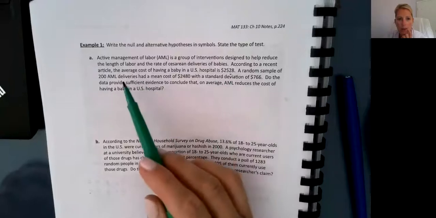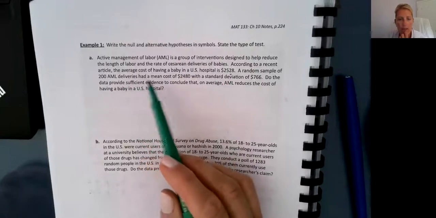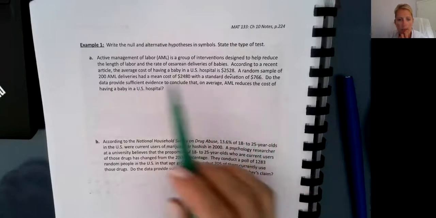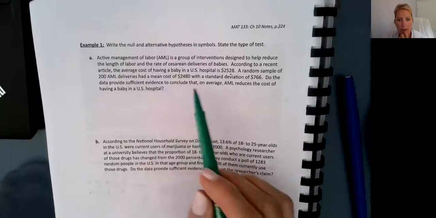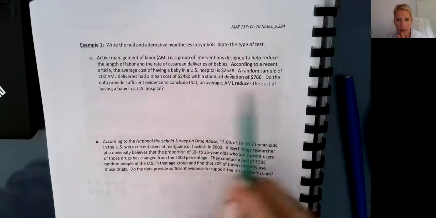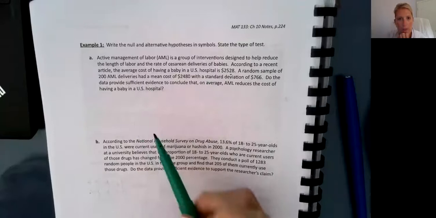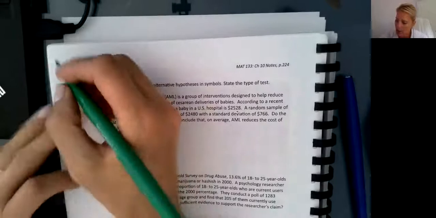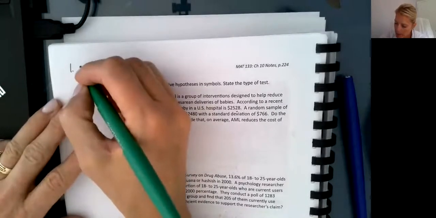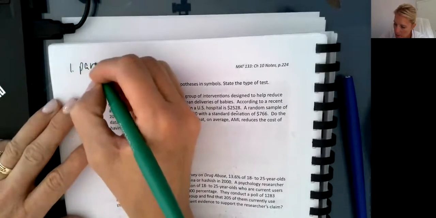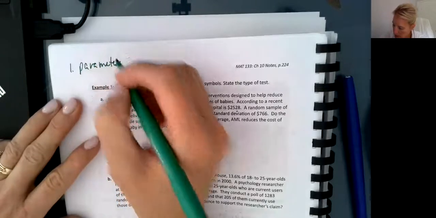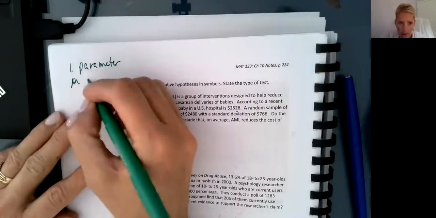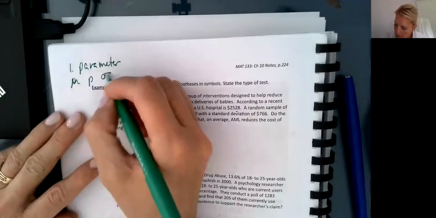A random sample of 200 AML deliveries had a mean cost of $2,480 with a standard deviation of 766. Do the data provide sufficient evidence to conclude that, on average, AML reduces the cost of having a baby in a U.S. hospital? Okay, so we're looking for 3 things actually here. We're looking for the parameter. So what parameter are we talking about here? Is it the mean? Is it the proportion, or is it the standard deviation?